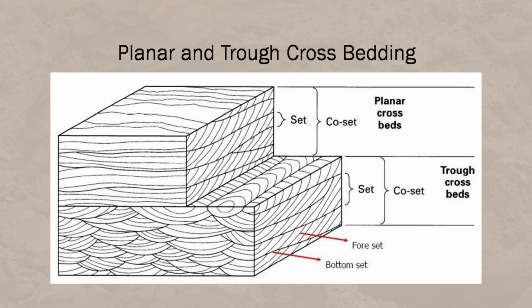This is the same planar bedding shown in another way, in three dimensions, where you can see the upper ones are all sets, and these co-sets interact with other sets and produce a foreset and bottom set. So you get trough cross beds, and in the upper part you get planar cross beds. So this is a diagrammatic representation of what I just told you.